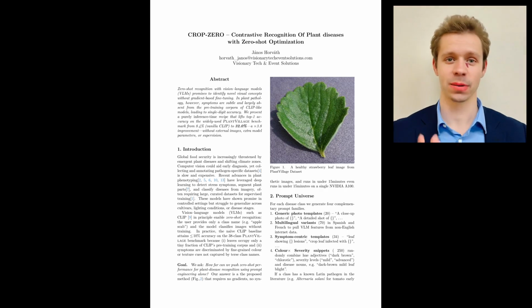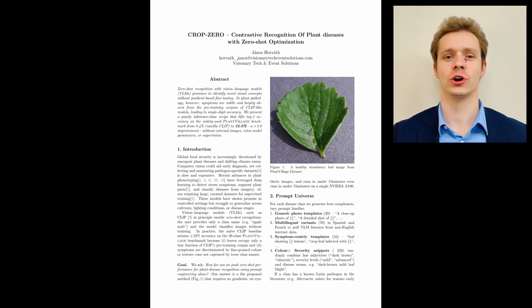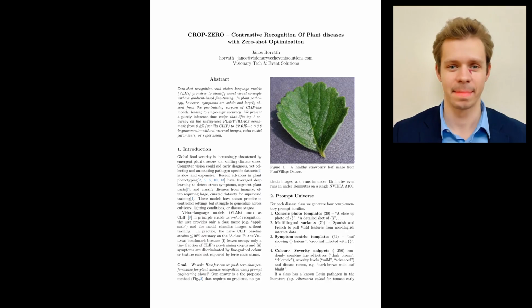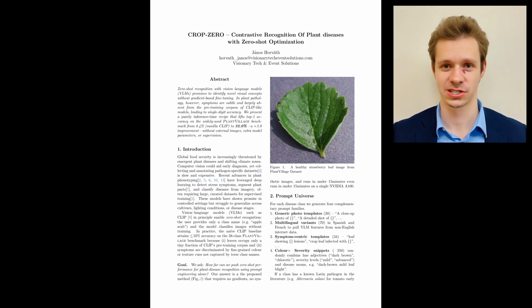This paper tackles a practical failure mode of zero-shot image recognition in agriculture. Vision language models like CLIP can, in principle, classify images using only text labels. So instead of collecting thousands of annotated leaf images for every new disease, you could type "apple scab" and let the model decide. But for plant pathology, this promise mostly collapses.